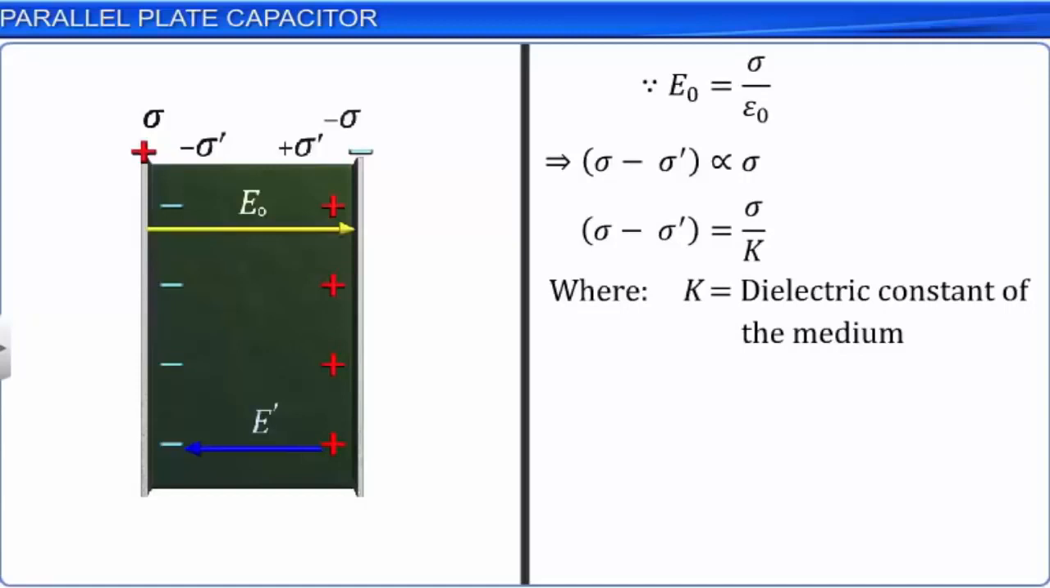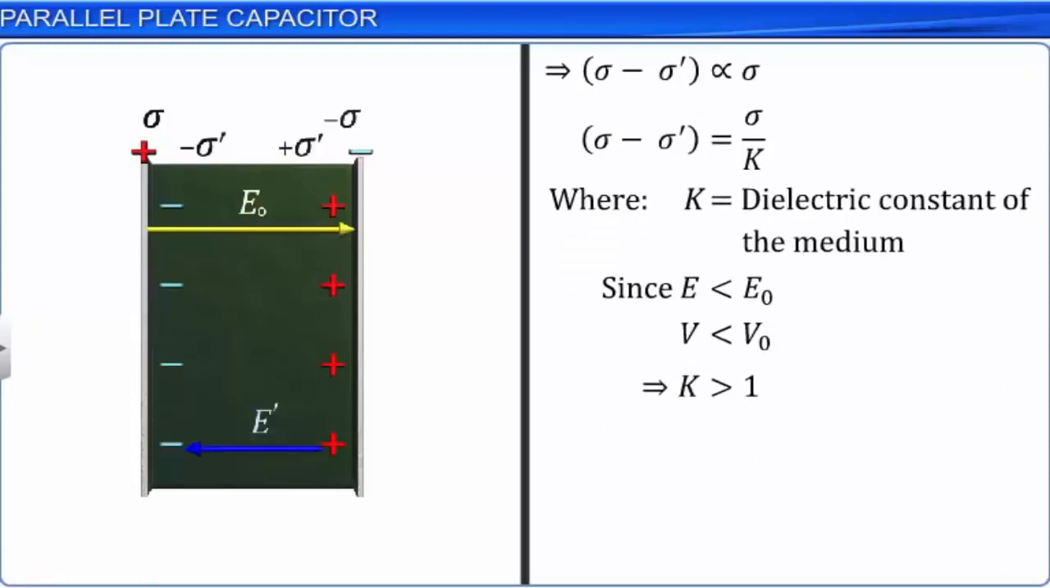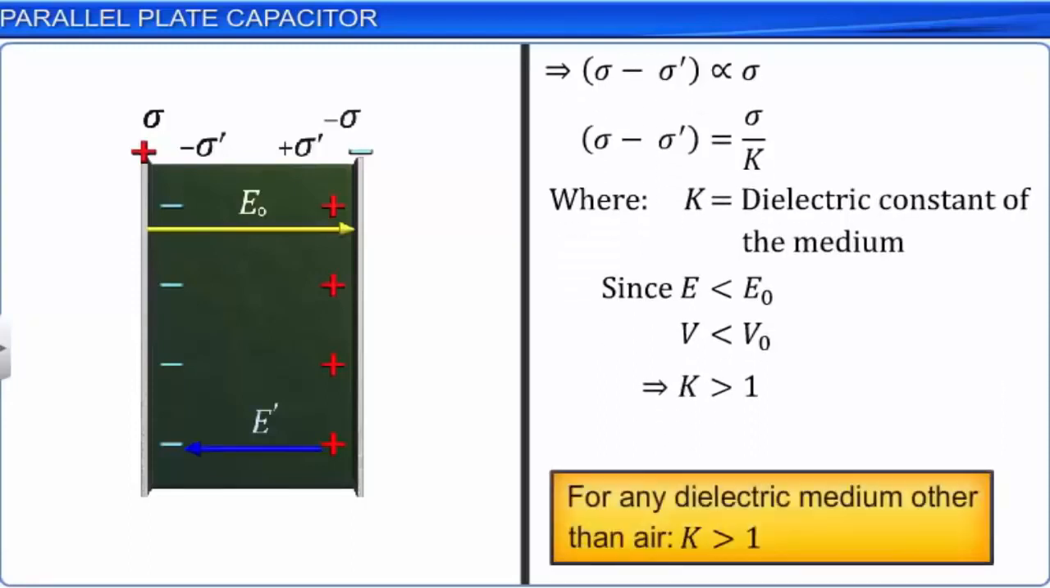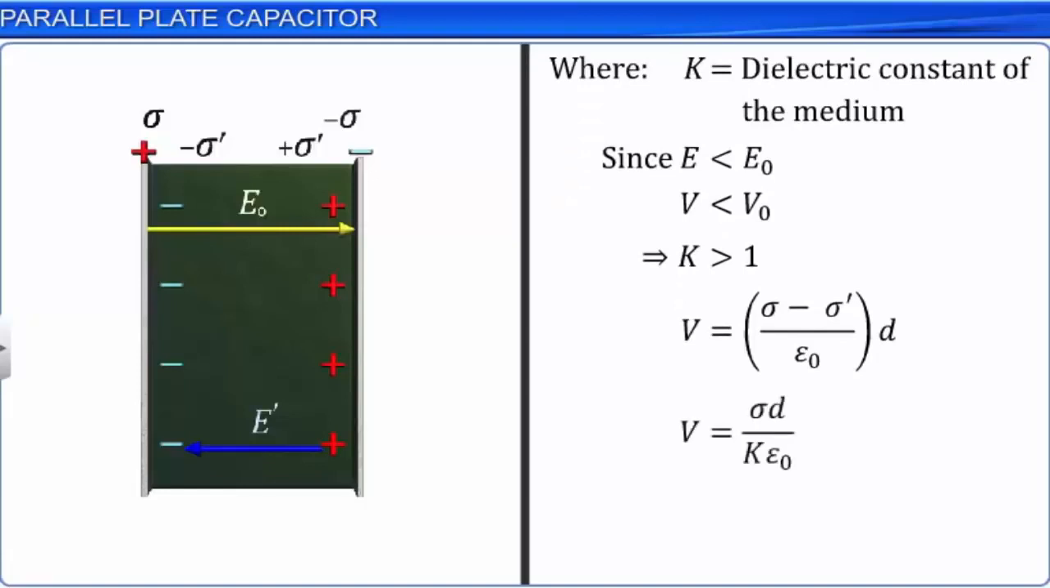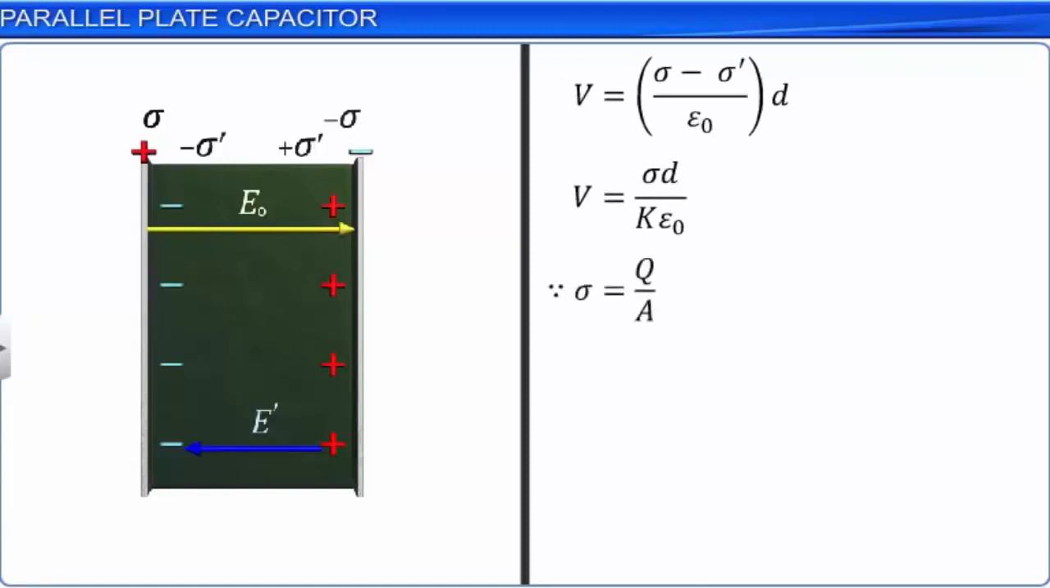Since the electric field strength E is less than E naught, and hence potential difference V is less than V naught, this clearly implies that the value of K must be greater than 1. For any dielectric medium other than air, K is greater than 1. Using sigma minus sigma dash equal to sigma by K in the expression for V, we get V equal to sigma d by K epsilon naught. But since sigma is equal to Q by A, we have V equal to Q d by A K epsilon naught.